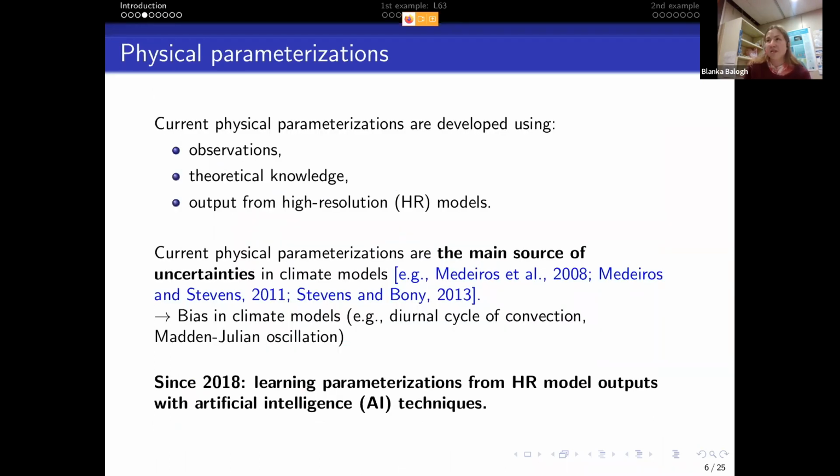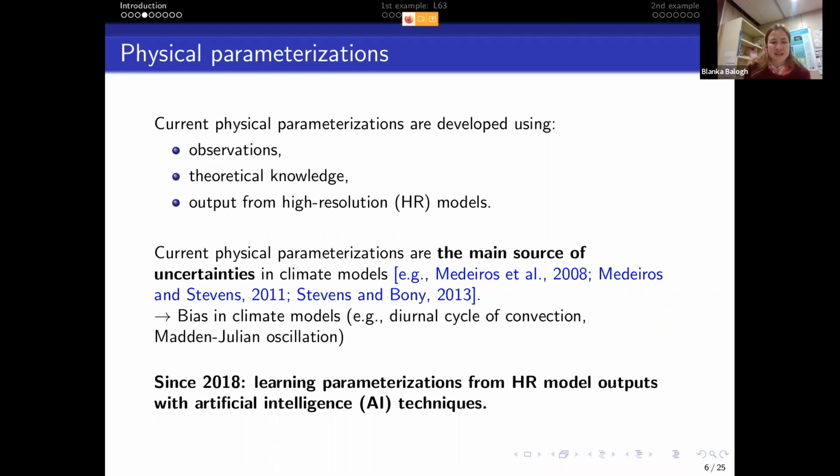Current physical parameterizations are developed using observations, theoretical knowledge, and output from high-resolution models. They are built to be numerically very efficient, but this comes at a price of uncertainties, so that current physical parameterizations remain the main source of uncertainties in climate models. This results in biases in climate models or in climate projections, part of which are well known. As an example, the use of parameterization results in a poor representation of the diurnal cycle of convection or of the Madden-Julian oscillation.